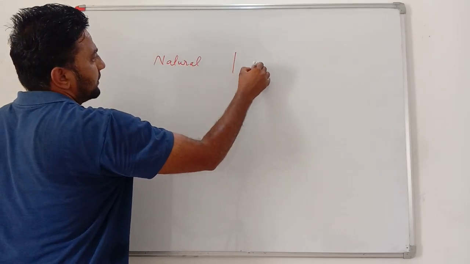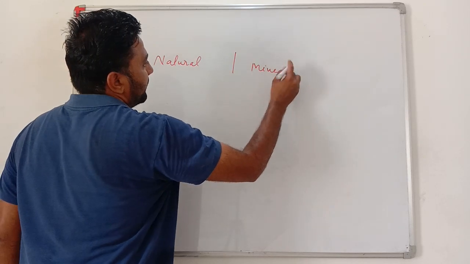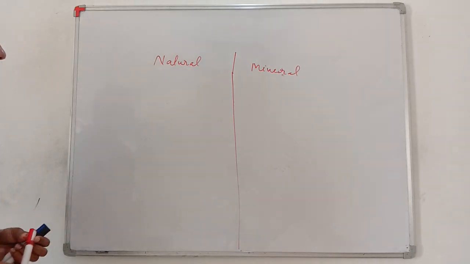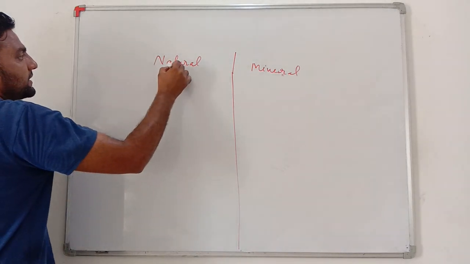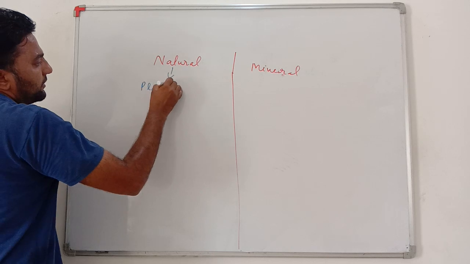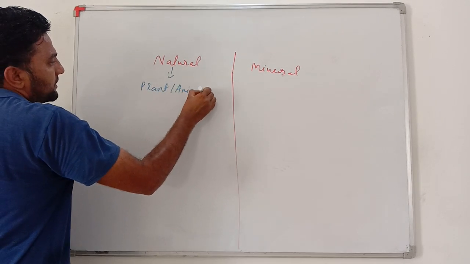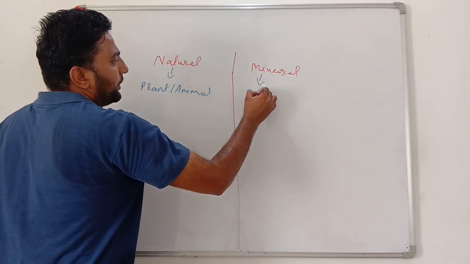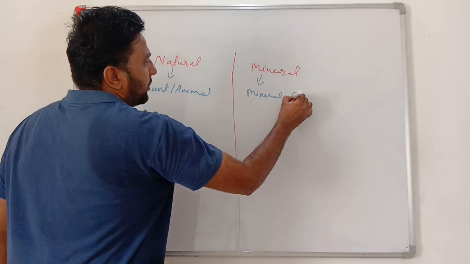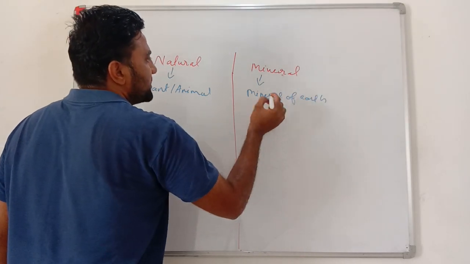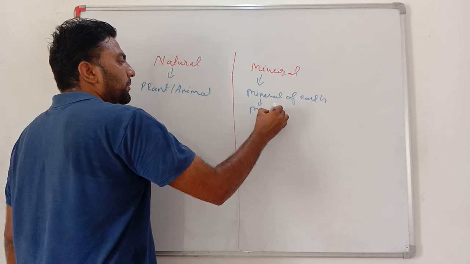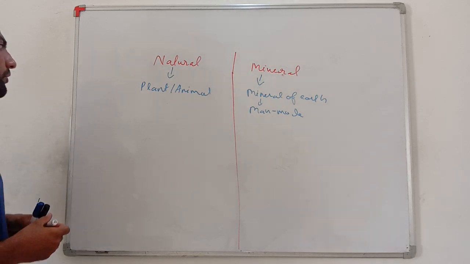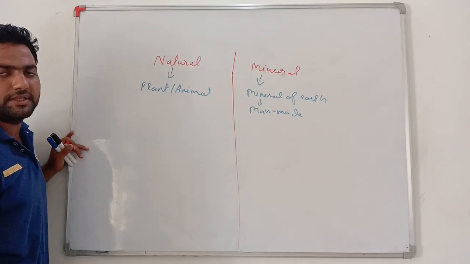Natural acids and mineral acids. See my dear student, any acid which we are getting from plants and animals is known as a natural acid, or any acid which is made from the minerals of the earth, or which is prepared artificially by man, that is known as a mineral acid. Don't worry, now we will see what are natural acids.